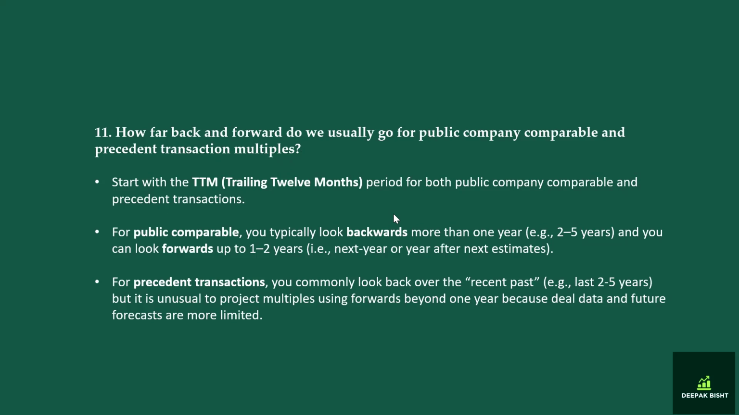Here in the reasoning, it is written to start with a trailing 12-month back period for both public company comparables and precedent transactions. For public companies, you typically look backward 2 to 5 years, and you can look forward 1 to 2 years. But for precedents, you commonly look back to the recent past, 2 to 5 years, but it is unusual to project multiples using forward data beyond 1 year, because deal dates and future forecasts are limited. I hope this was clear.